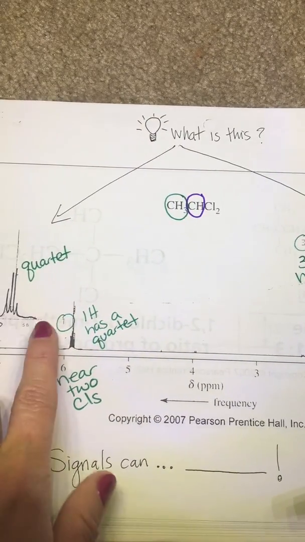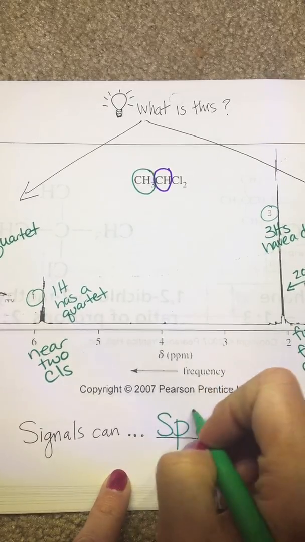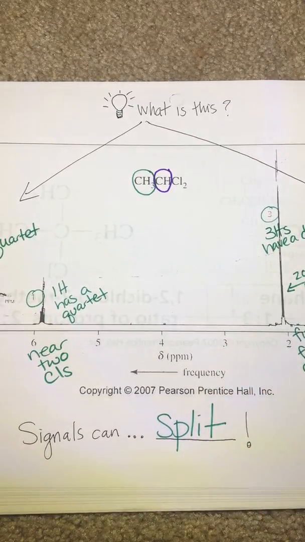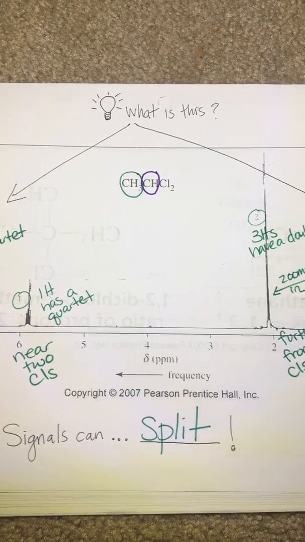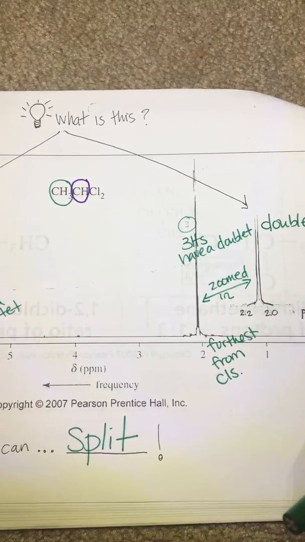So it's really important that we're looking at what's happening to our signals, the splitting pattern. So signals can split. We filled this in last week, and we're going to learn why. We haven't learned why they split in lab. We've just learned how to read the spectrum and what that splitting pattern tells us. But why is that actually splitting?